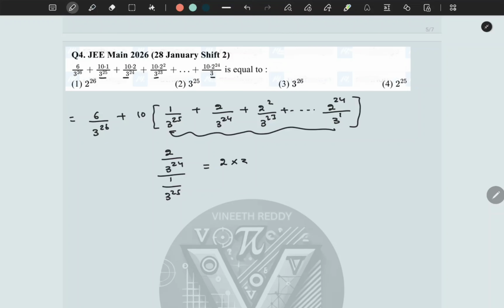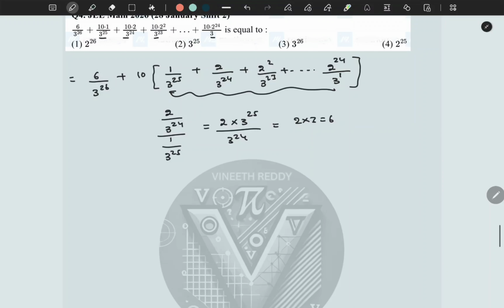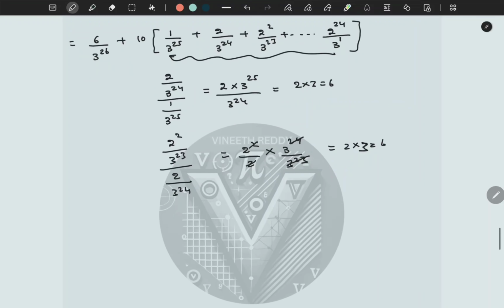We get 2 into 3 raised to the power 25 by 3 raised to the power 24, which will be 2 into 3, that is 6. Now third term by second term: 2 square divided by 3 power 23 divided by 2 by 3 power 24. So we get 2 square divided by 2 into 3 power 24 divided by 3 power 23, so we get 2 into 3. Yes, I think this is in GP, dear students. So the question is very simple.